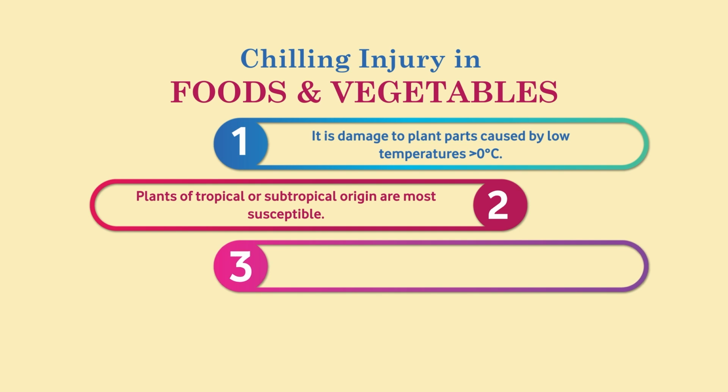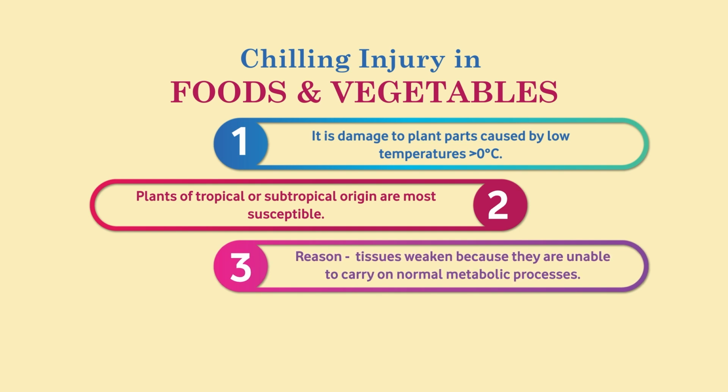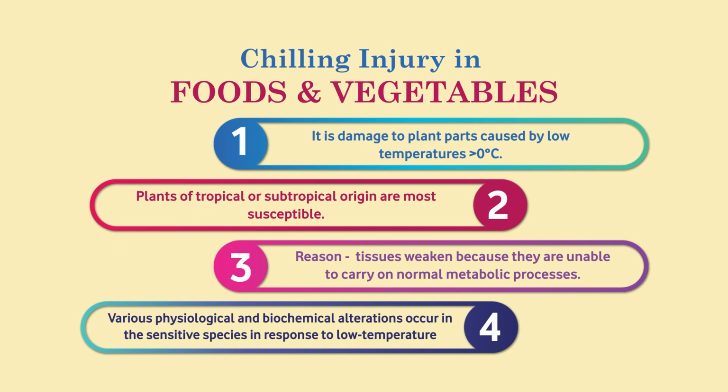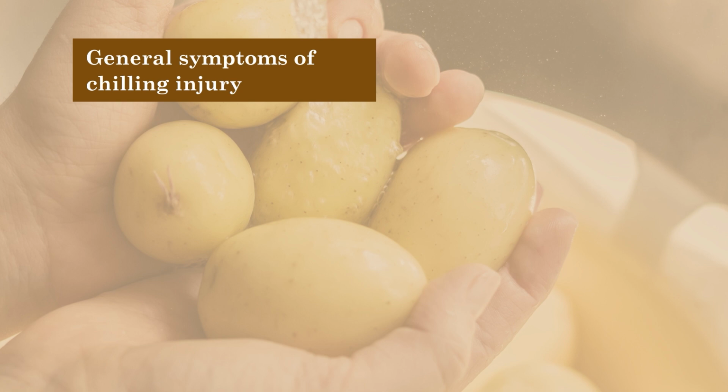Why does this take place? Because tissue gets weakened, and because of it some undesirable changes take place. They are unable to carry out the normal metabolic processes. That is the basic reason, because we are maneuvering the metabolic process. That leads to physiological and biochemical alterations, and that is how you can see that the apple shown here is giving an indication of chilling injury. General symptoms seen in chilling injury are on the surface, like here in the case of the apple.